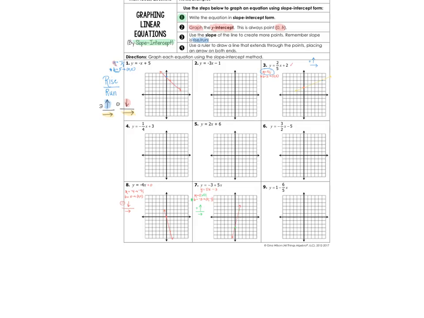Notice how all the ones on this page are in slope-intercept form already. So all you have to do is identify the slope and the y-intercept and follow the steps for graphing. Go ahead and try 2, 5, 6, and 9, and then I would like you to use the answer key on Canvas to check your answers, to check your graphs.